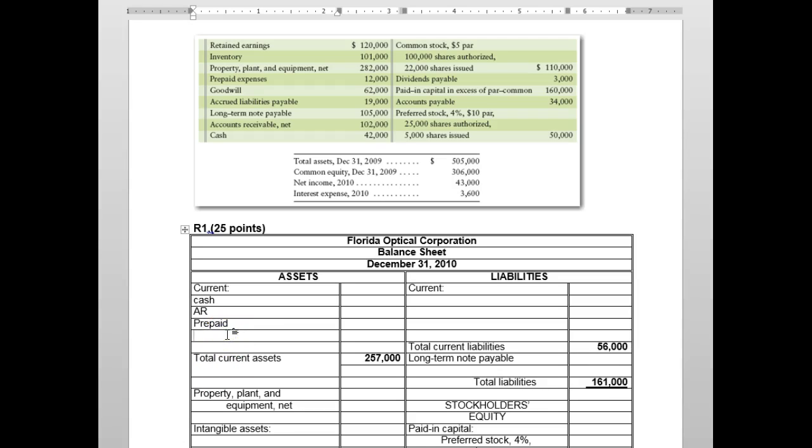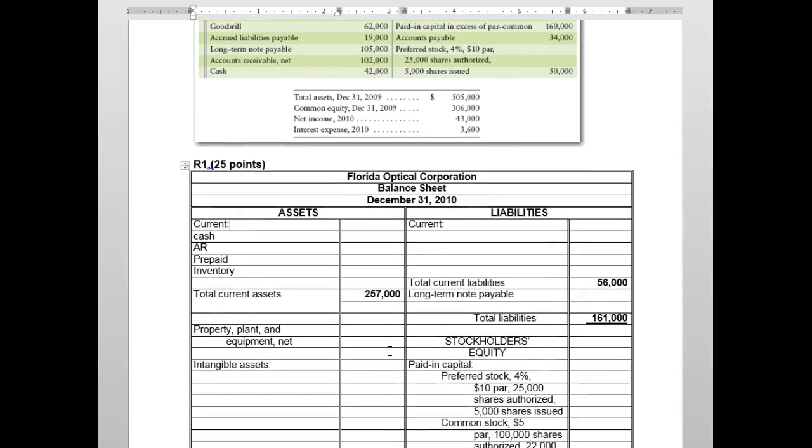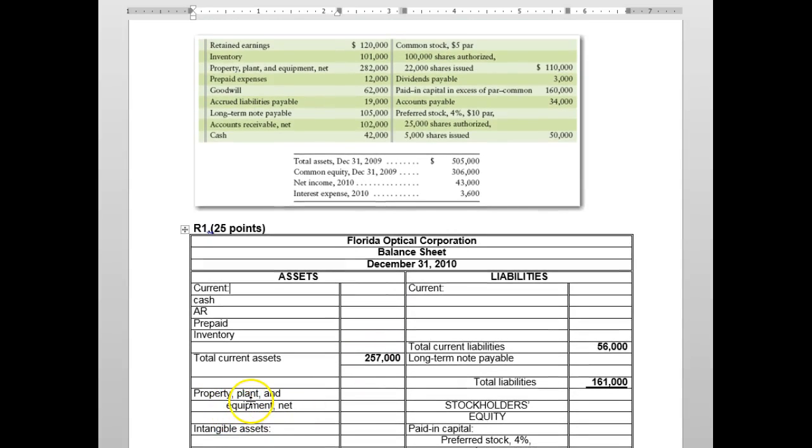So I think that's all of our current assets. Then we will pull down the numbers here, and they should add up to $257,000 because I left that check figure in there. Once you pull those off, mark them off so you don't get them confused. We have our current assets. Now we want to look at property, plant, and equipment, and that's net. That means without the depreciation. There should be, yes, there is. So that's $282,000.